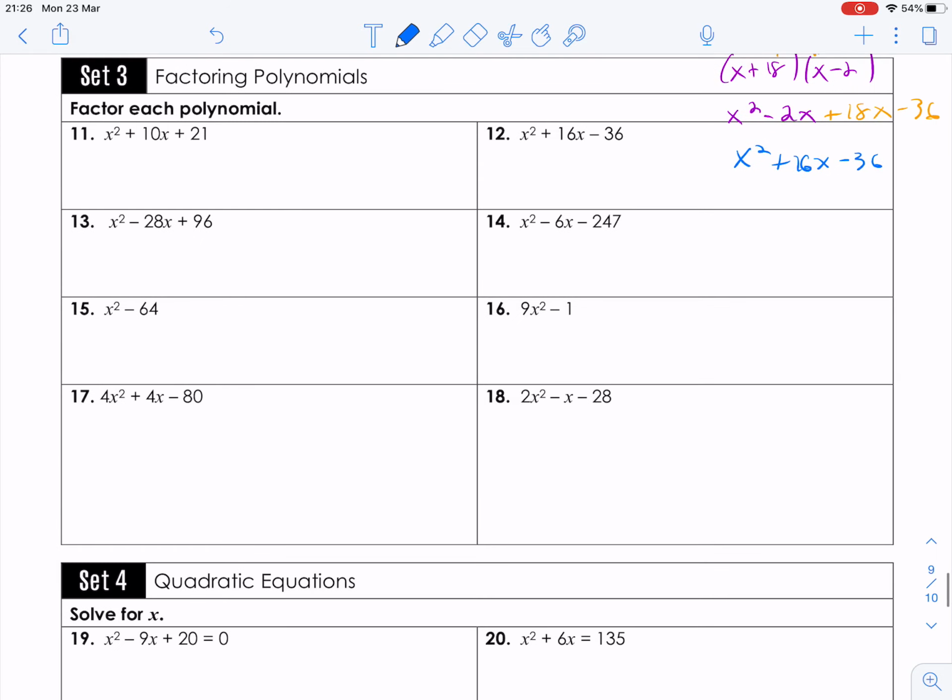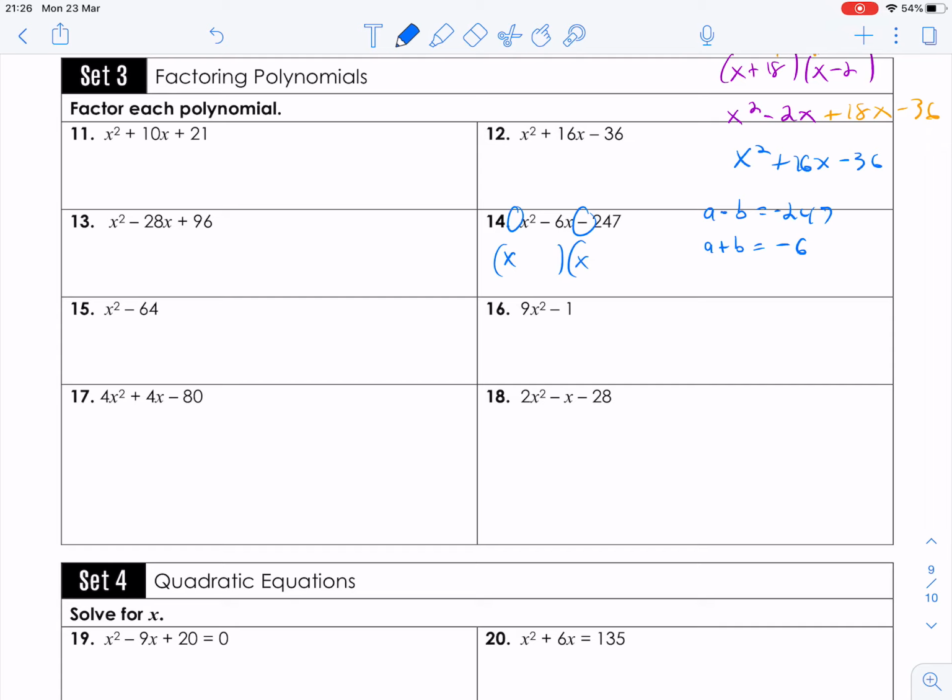Number 14 now. So we need, oh boy. We have our x, we have our x, we have our plus, we have our minus. Since this is minus, it's got to be two that multiply to give us negative 247. So let's just not put the plus or minus so I don't confuse you. So we have our x because that's going to give us x squared. If we don't have a number here, that's how we do it. So two numbers that multiply to give us negative 247 and add to give us negative 6. Oh my God, good luck.